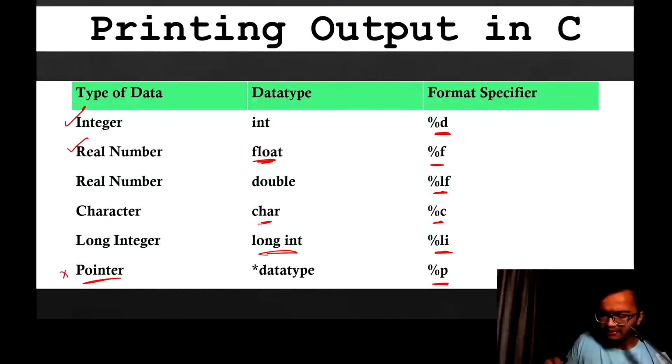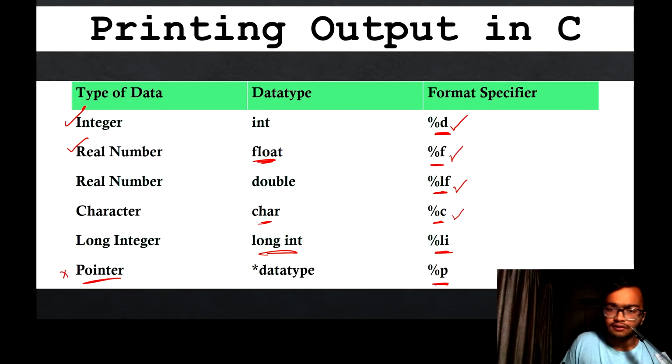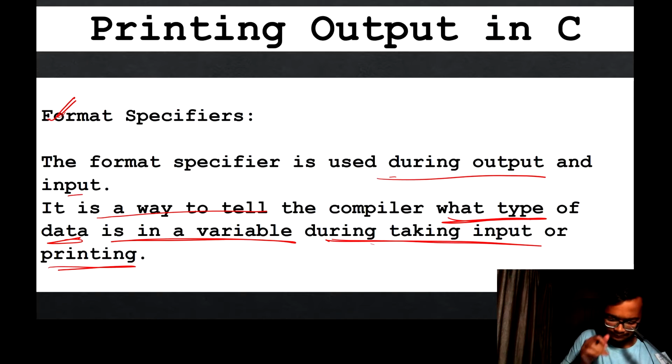Let's repeat. If you want to print integer, we have %d. If you have float, we have %f. If you have real number, we have %lf. If you have character, we have %c, and for long integer, we have %li. Now if we implement this according to our syntax, let's see.